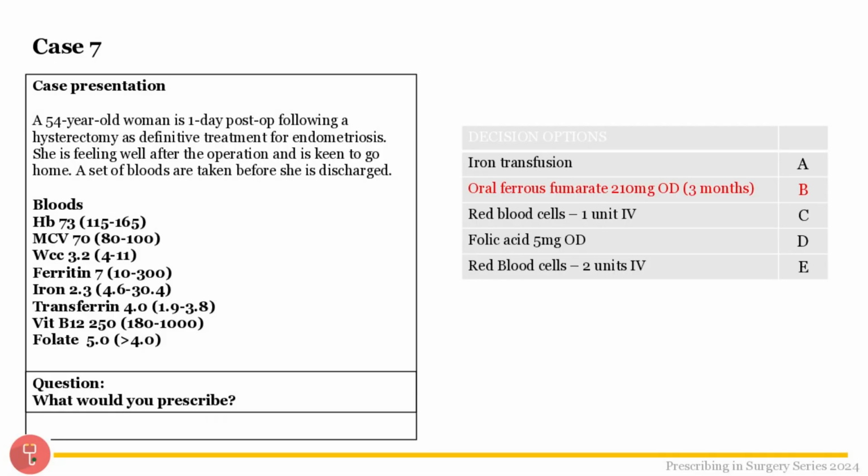So in this case, there would be no need for us to be giving red blood cells IV, and there'd be no need for an iron transfusion either because she's got good absorption. So oral ferrous fumarate would probably do the job.